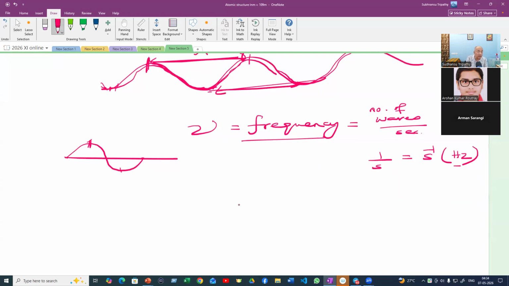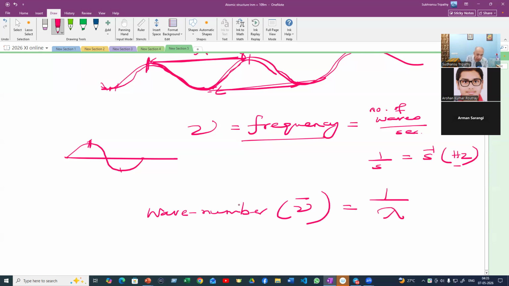And the other important property is wave number. That's very, very intriguing. The symbol is very misleading. I don't know how and why scientists borrowed the same symbol for wave number. Should they not get another symbol? Nu bar. That is nothing but 1 by lambda. Reciprocal of wavelength is called nu bar or wave number.